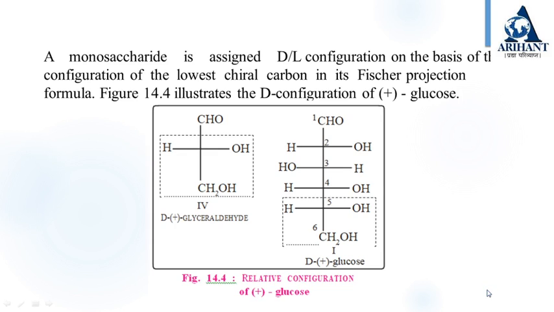So in this case, a monosaccharide is assigned D or L configuration on the basis of the configuration of the lowest chiral carbon in its Fischer projection. We have seen for glyceraldehyde, it has only one chiral center, and the hydroxyl group attached to the chiral center is on the right hand side, so we assigned a D configuration. But in case of glucose, we look at the lowest chiral carbon atom, which is carbon number 5. The OH group is on the right side, so we assign a D. Okay.